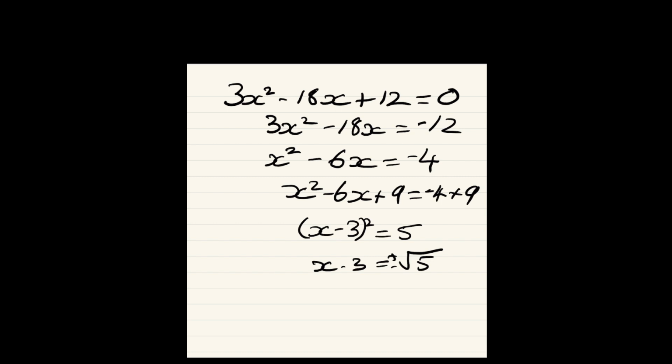And the last thing we want to do is, of course, isolate the x. So if it's already negative 3, I want to add 3 to both sides. So I've got 3 plus or minus the square root of 5. And, of course, that gives me the two possible options of x is equal to 3 plus root 5 or x is equal to 3 minus root 5.